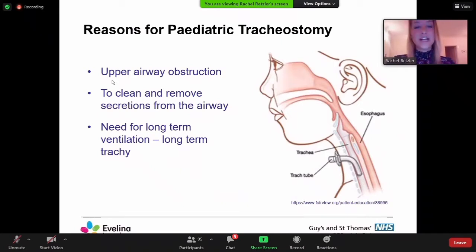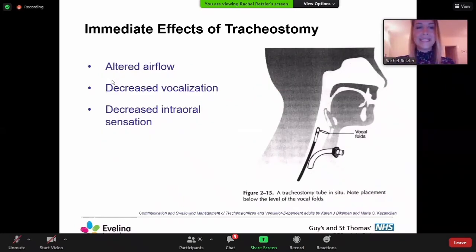Let's talk a little bit about tracheostomy and specific reasons for pediatric tracheostomy. If a child requires a trach, they may need this because they have an upper airway obstruction, to clean and remove secretions from the airway, or for need of long-term ventilation. Some immediate impacts of a tracheostomy include altered airflow, decreased vocalization, and decreased intraoral sensations.